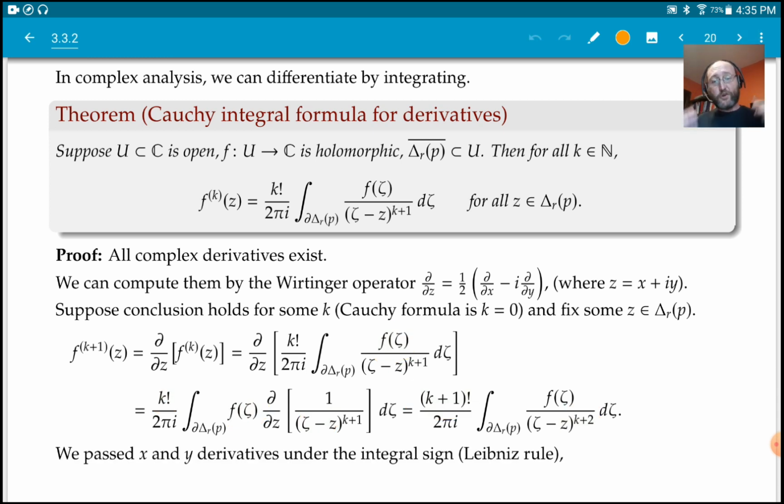Now, how did we pass the Wirtinger operator underneath? Well, we're really passing the x derivative and the y derivative in, and then we're using linearity. So if we can pass the x and the y derivative, we're good. That's just the Leibniz rule, or there's a bunch of these rules, for differentiating under the integral.